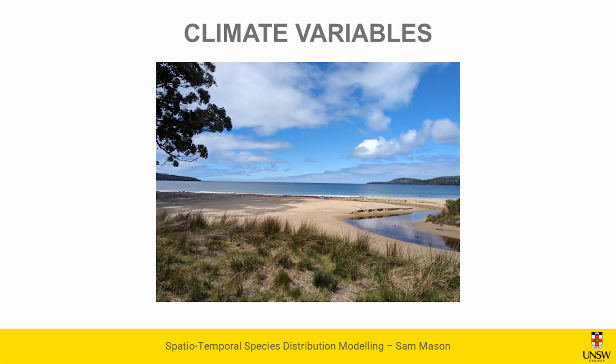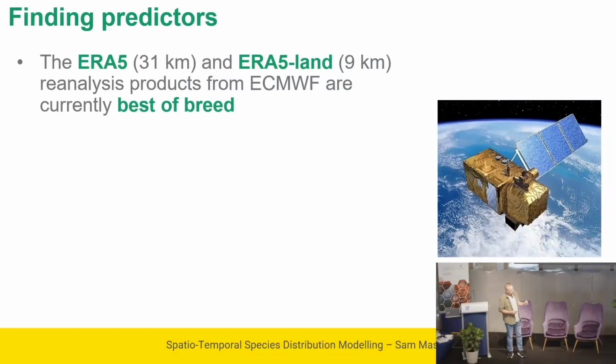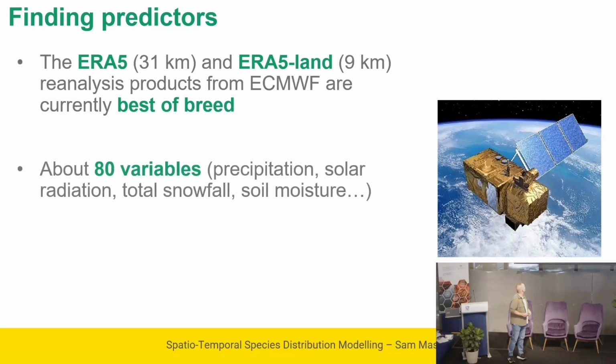Okay, almost there. Climate variables. So now we've got our species, we know where we're looking, we've got to go get climate information. So we spoke to the climatologists at UNSW, and we're informed that this ERA5 comes out of the Copernicus project from the European Centre for Medium-Range Weather Forecasts. This data is the best of breed. So that's what we started with.